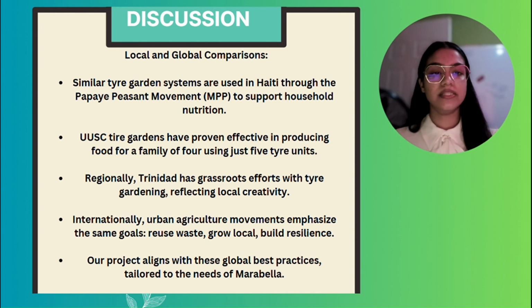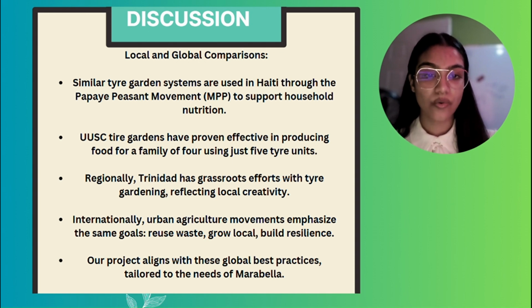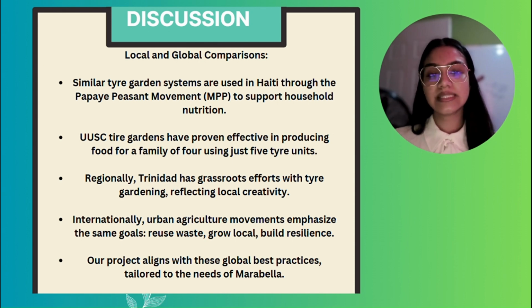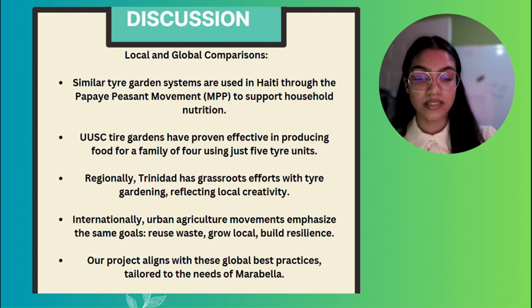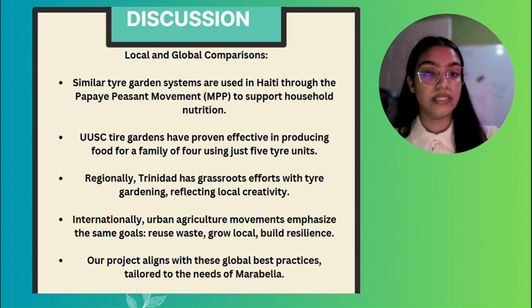Another example is from the Unitarian Universalist Service Committee, which also promotes urban tire gardens in food insecure areas. These systems are low cost, water efficient, and produce enough vegetables to meet almost all household needs.